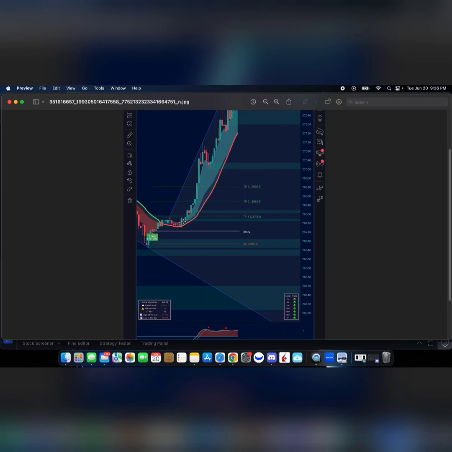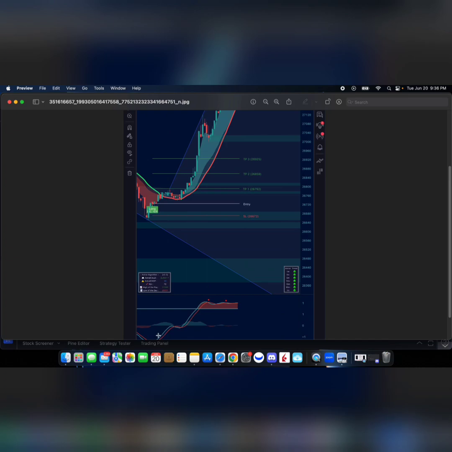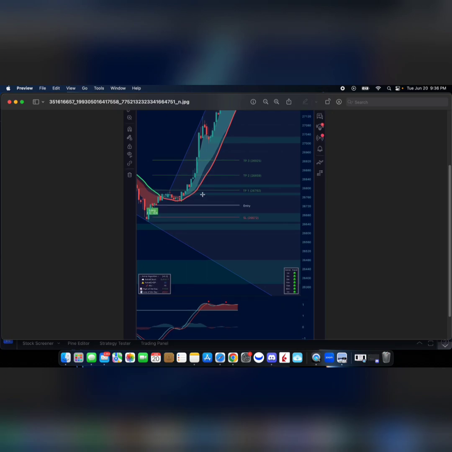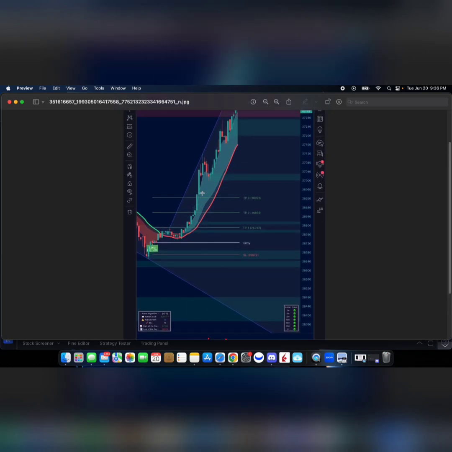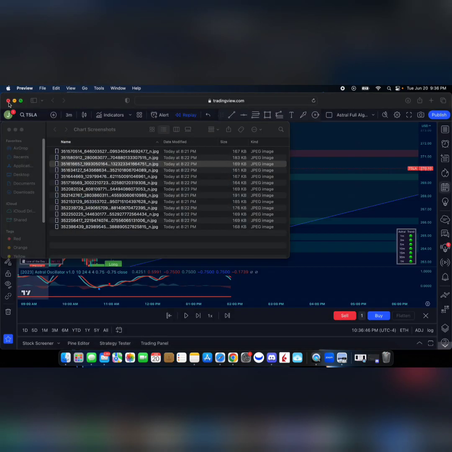Play calls. And look at the oscillator. What would you do? It was going up, crossed, and crossed again. Whatever synced up here, I would have played calls, and look how much of a percentage gain you could have got. And this is Bitcoin. Let's do another one.